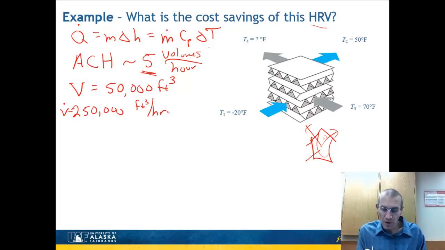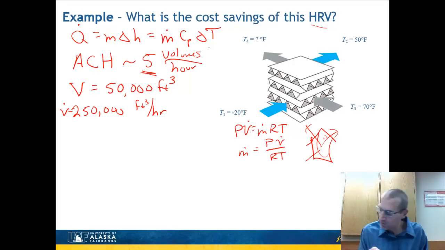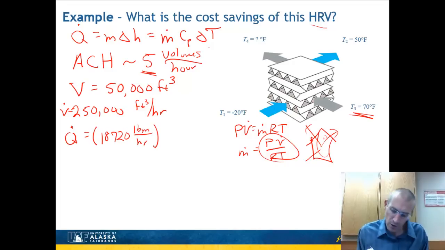So if I want to figure out the mass, I need to know the density. So I'm going to use the ideal gas law, which says PV is equal to mRT. And so if that's V dot and that is m dot, I can know that m dot is equal to P V dot over RT. There we go. We can find out what our mass flow rate is. So I'm going to compute that. And if I put in those values, and I'll use this 70 degrees here for temperature, converting it into an absolute, I get a mass flow rate of about 18,720 pound mass per hour.